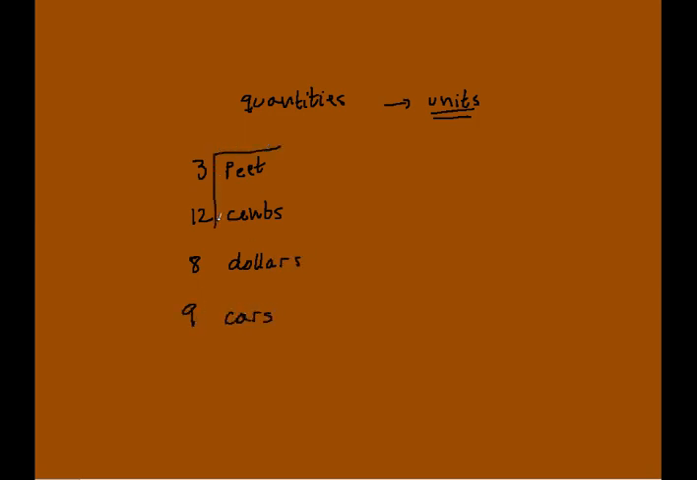So these guys here are the units. That's what they call the units. Because if I were just to say 3, this wouldn't make sense really without the units. I need to know what I'm talking about. 3 feet, 12 cents, $8, 9 cars. So these are the guys that they call the units. So ratio is a comparison of two quantities that have the same units.